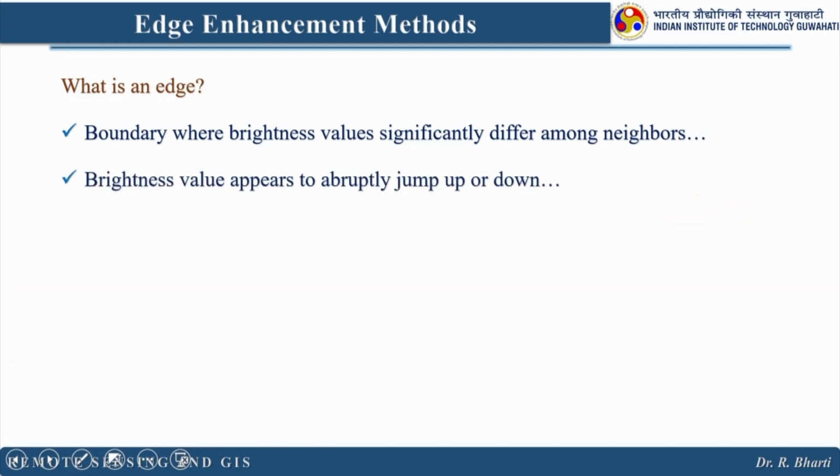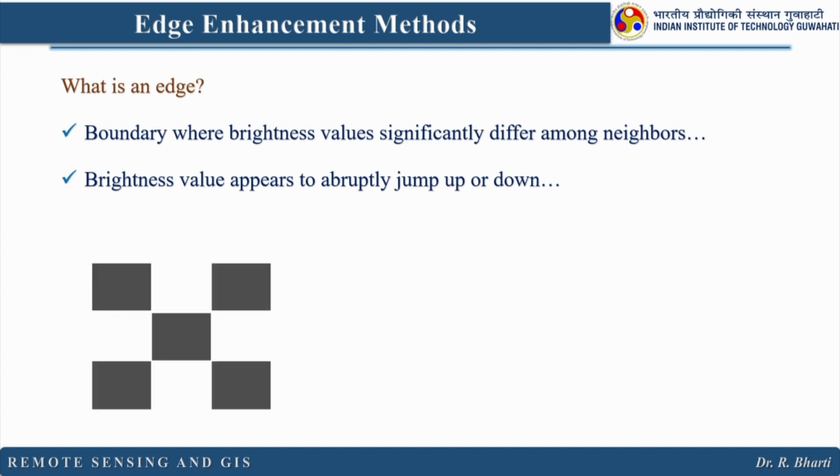The next point is that brightness value appears to abruptly jump up or down. Whenever we say this is an edge, or this is where the object is changing from one to another, we basically identify the corner pixels, right? And based on that we say it is a different object. So let us see some examples. In the case of Boolean, you can see these edges clearly, right? Why? Because intensity is changing abruptly, either upside or downside.